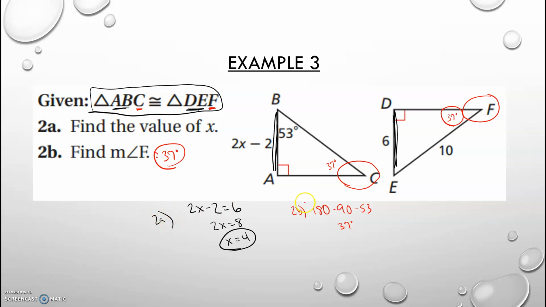So again, you're still using the triangle angle sum theorem from yesterday. The angles add up to 180. And you're still using all the stuff you've learned. Just adding a little bit more.